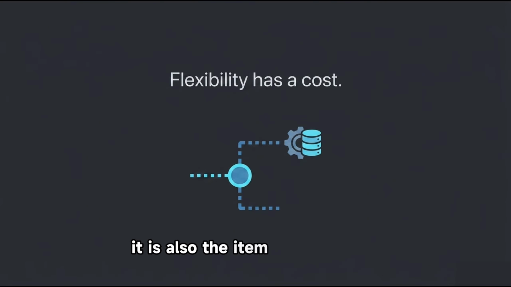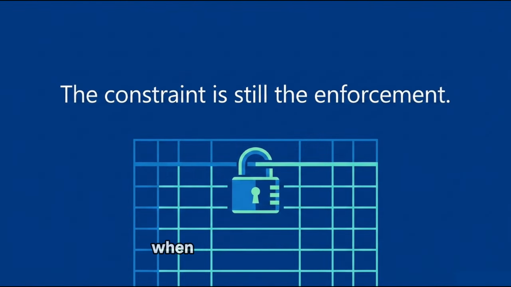It is also the item that prevents old values from continuing to enter the table through every path that hasn't been updated yet. Without the constraint, changing a business rule means trusting that every developer, every integration, every script has been updated. Trust is not enforcement. The constraint is enforcement.